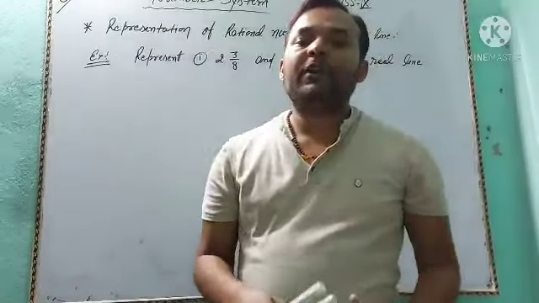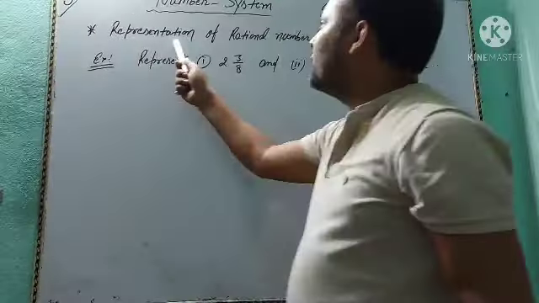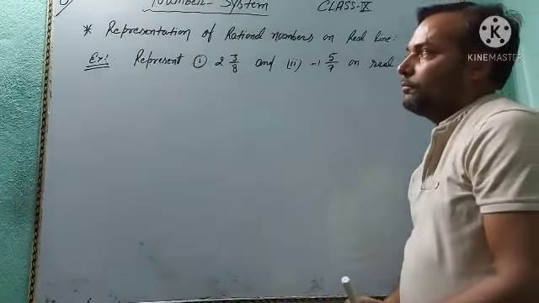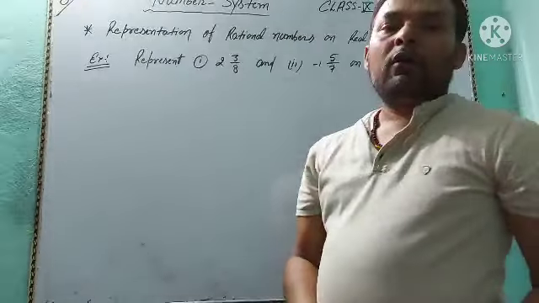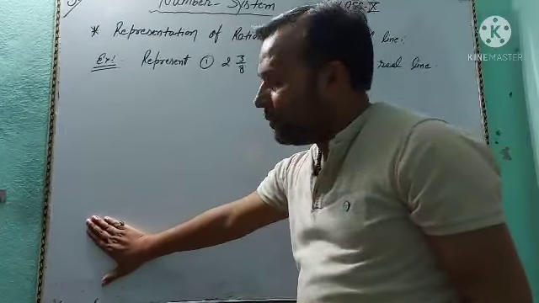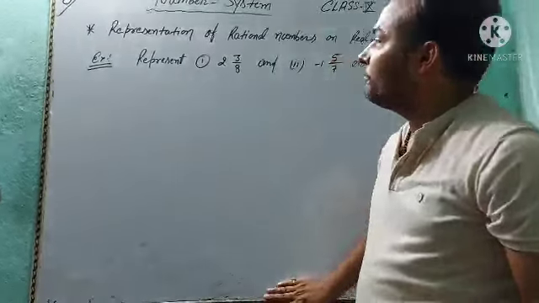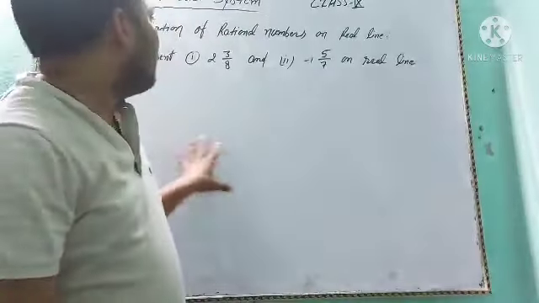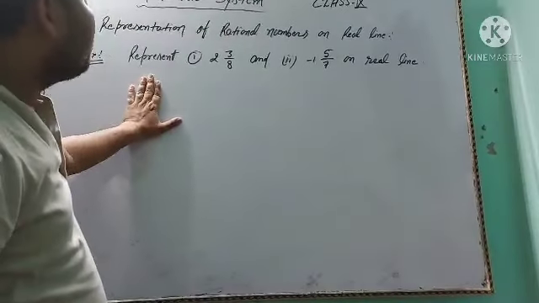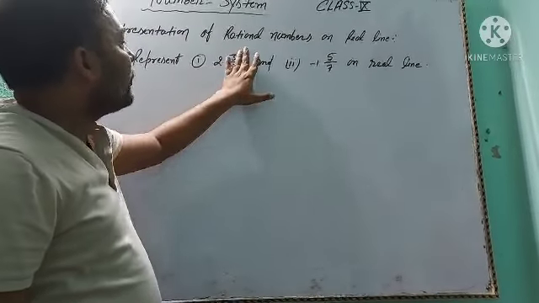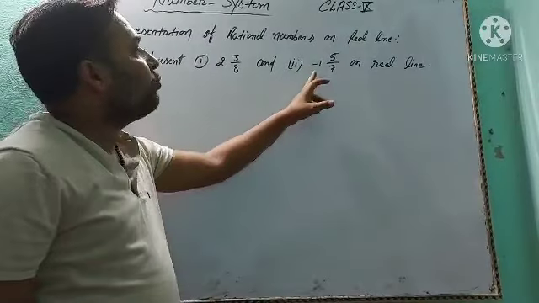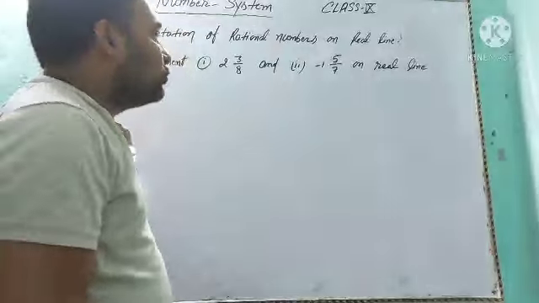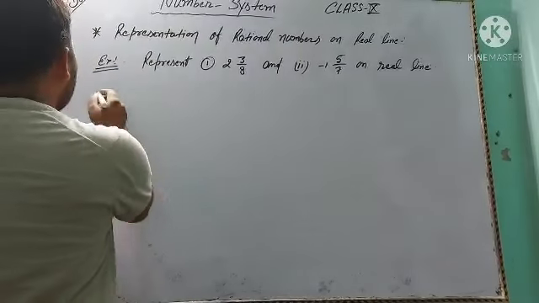Students, our next term is the representation of rational numbers on the real line. We see some examples related to this term. The first example is to represent the rational numbers 2 upon 3 by 8 and minus 1 upon 5 by 7 on the real line. So students, let's start the solution.